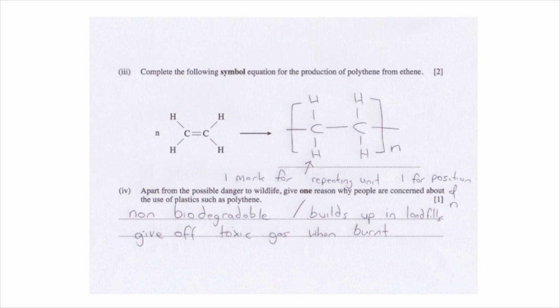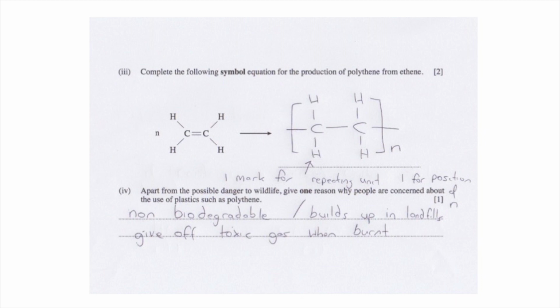So let's go through the last part of question 3. So you're asked to draw a symbol equation for the production of polyethene from ethene. So if you drew the correct repeating unit, you get 1 mark, and I've drawn that here. And you get 1 mark for putting the N in the right position.